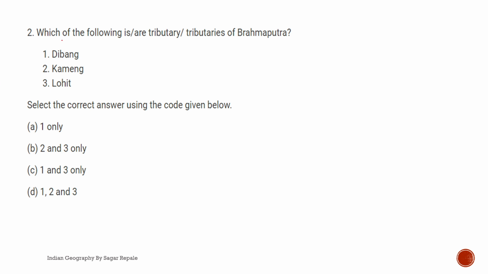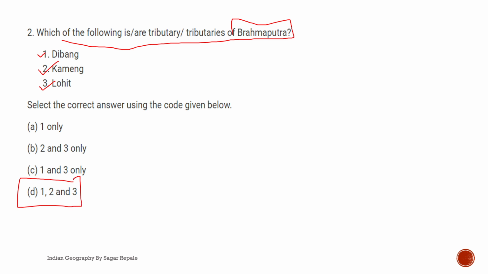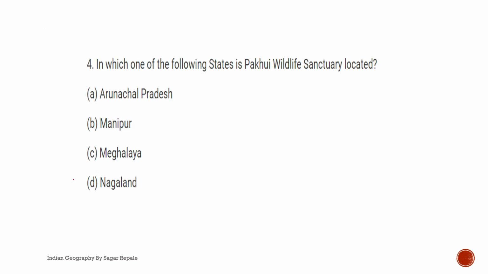Next, which of the following is or are tributaries of river Brahmaputra? So simple question, tributaries of Brahmaputra they are asking. Dibang river, so we know Dibang or Sikang is a tributary of Brahmaputra. Kameng is also a tributary of Brahmaputra, which joins river Brahmaputra and it originates near Tawang district. And Lohit is also a tributary of river Brahmaputra. So we have seen that part in the Arunachal Himalayas. So here answer is D. All the three rivers mentioned in the question are tributaries of river Brahmaputra.